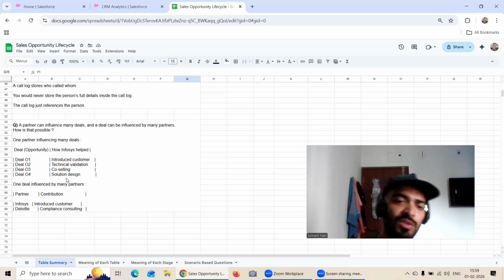Now, one deal influenced by many partners. So, for example, there is one particular deal, let's say O1. Infosys has helped for introducing the customer, and maybe Deloitte is helping for the compliance consulting. So, in CRMA, we deal with security predicate. I have already taught you that part, right? Which actually restricts the row level security.